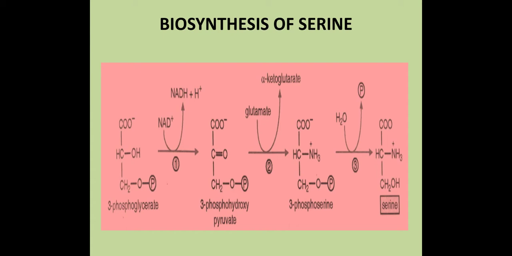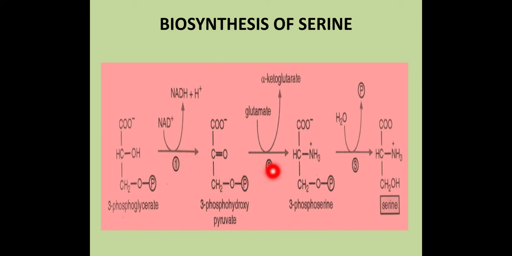Biosynthesis of serine. In this pathway of biosynthesis of serine, the 3-phosphoglycerate is first oxidized to form 3-phosphohydroxypyruvate, and this first reaction is catalyzed by the enzyme phosphoglycerate dehydrogenase, and it utilizes one NAD+.